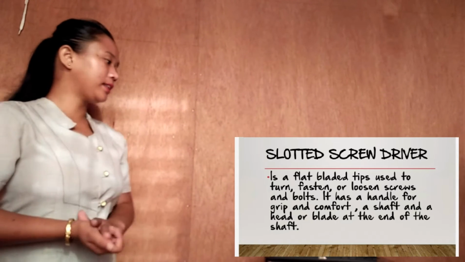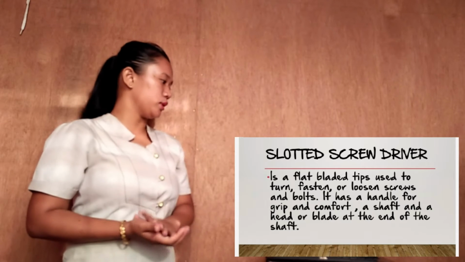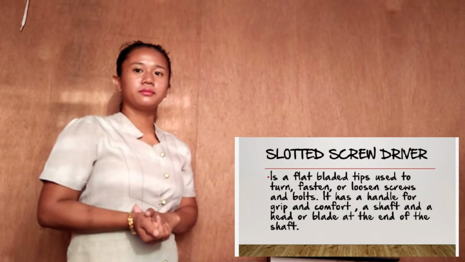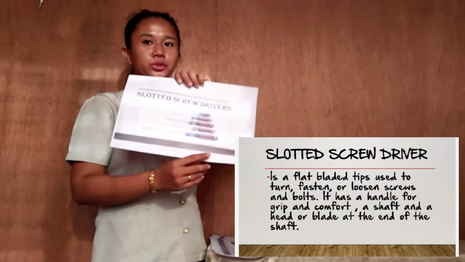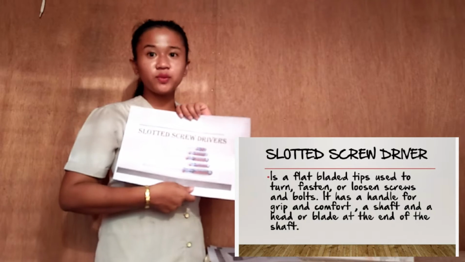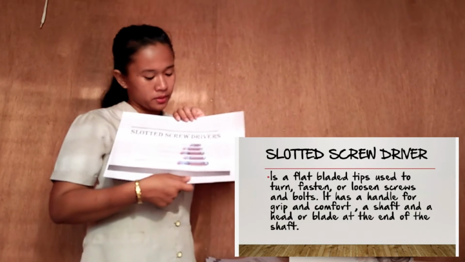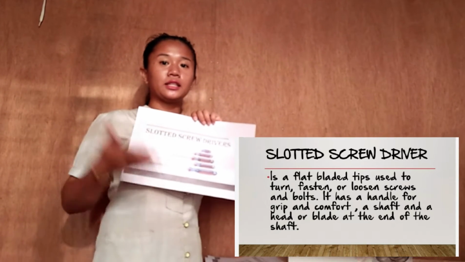It is a flat-bladed tip used to turn, fasten, or loosen screws and bolts. It has a handle for grip and comfort. So this is the photo of a slotted screwdriver. Like the Phillips screwdriver, it can also be easily identified because of its negative slot at the tip of the screwdriver.